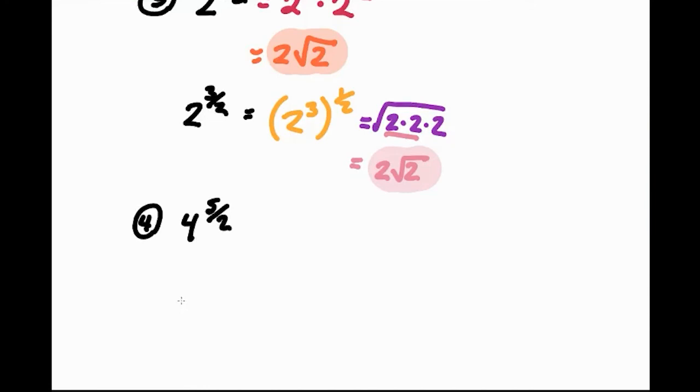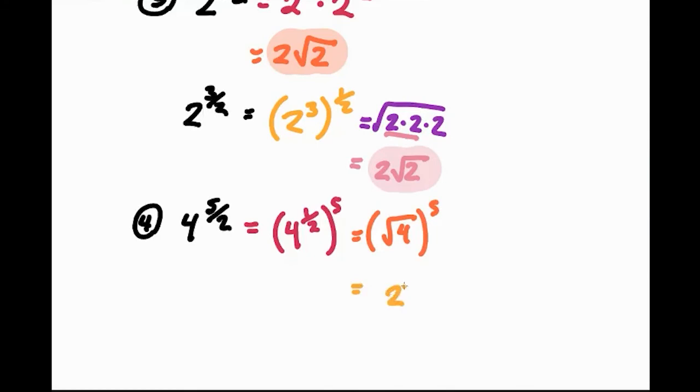32, very good. Yep, 32. There's multiple ways of doing this. One way you can do this is if you break it down to 4 to the 1/2 and 5. 4 to the 1/2 is the same thing as the square root of 4, to the 5th. The square root of 4 is 2. So it's 2 to the 5th.